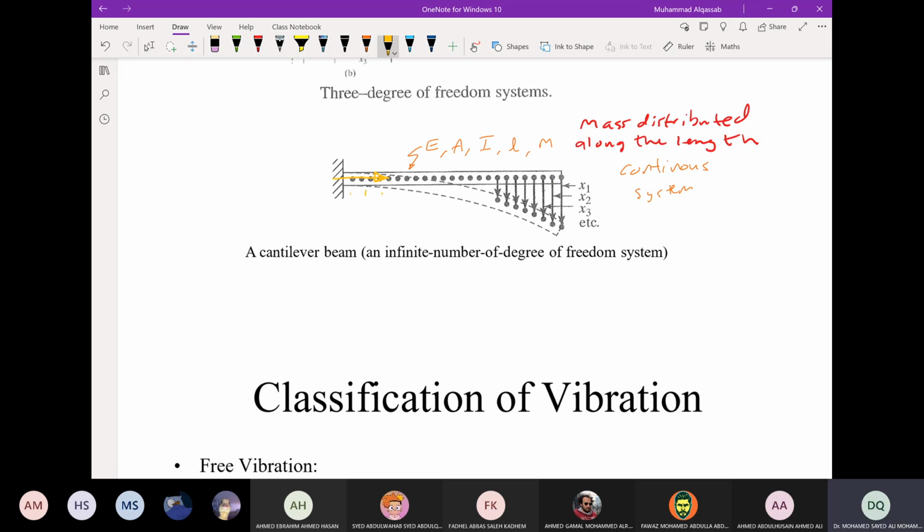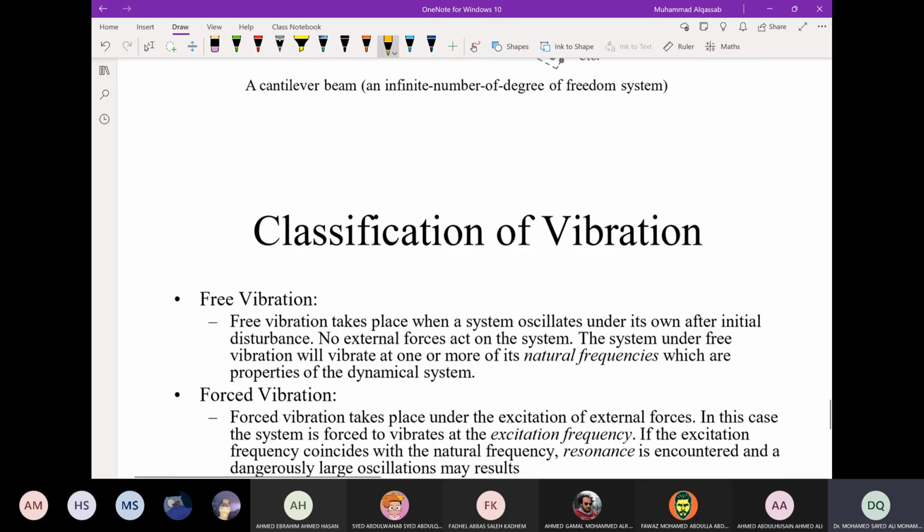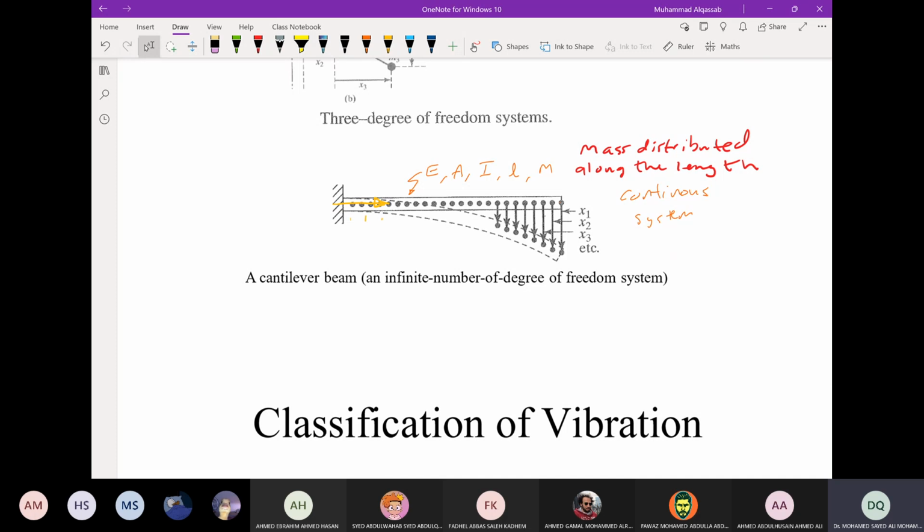discrete mass parameter systems. In case we have beams, we will either assume that the beams are massless or can be approximated as a single degree of freedom system, or discrete. The importance of determining the number of degrees of freedom is that it will give us an idea of how many frequencies are involved in the system.